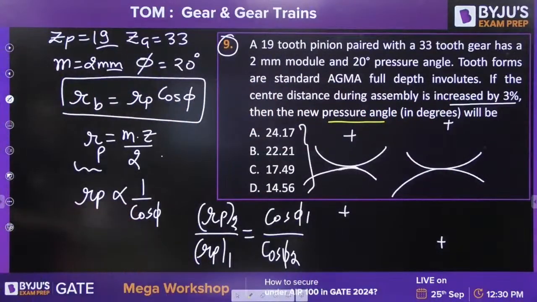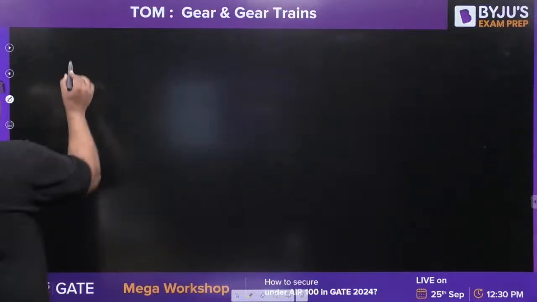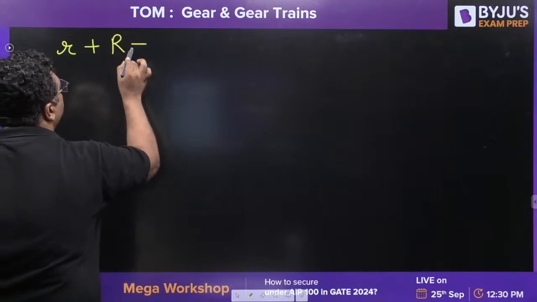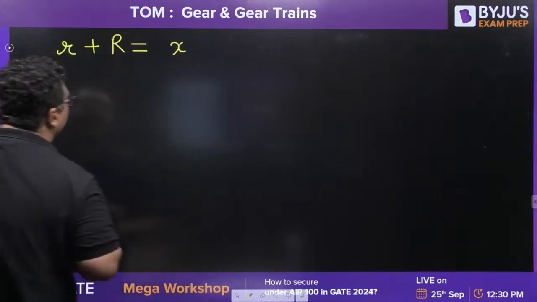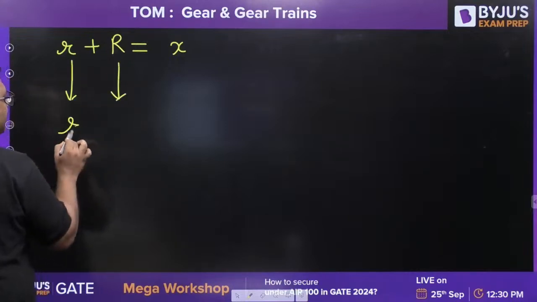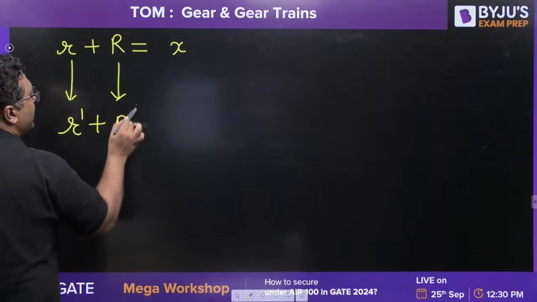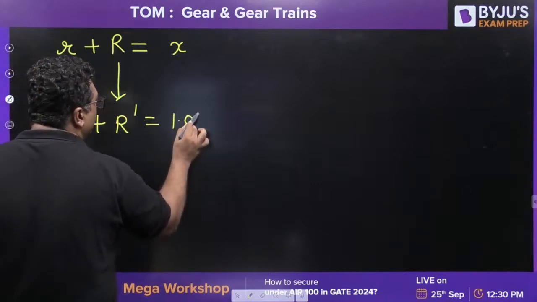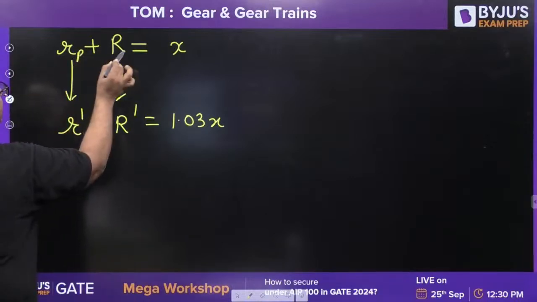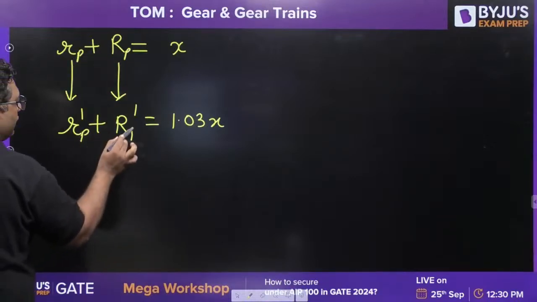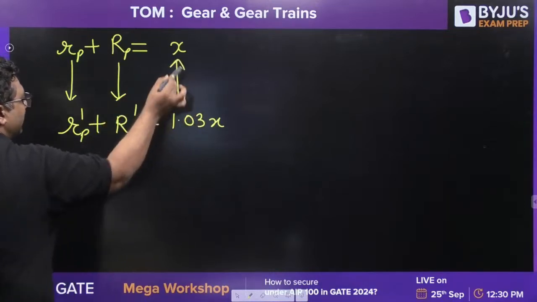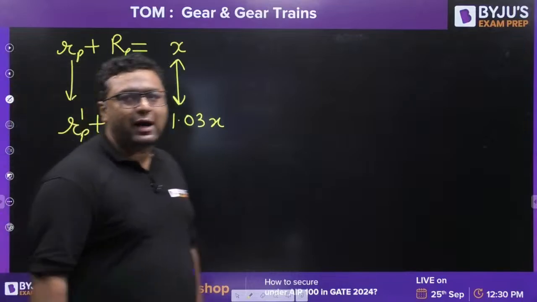So, in the class, I have given you one more way. I said that initially, let us say small r plus capital R is some distance x. Then you can write r dash plus capital R dash is 1.03 times of x. Now, you know, these are the pitch circle radius only. So you can use this as well to solve the same. It is on you how you are solving it.